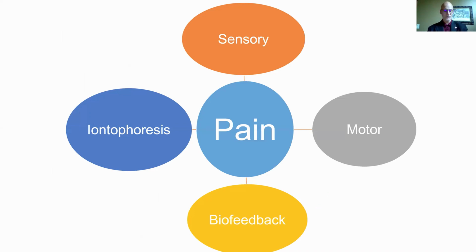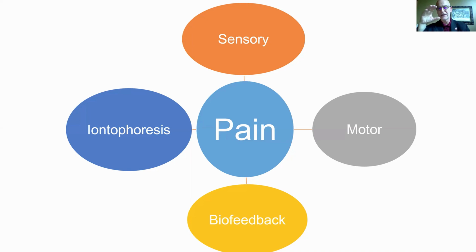So a couple things. When we think about pain, one of the things I want us to think about is we can apply it at a sensory level, a motor level. We can also use biofeedback. Now, I'm not going to spend time tonight talking much about biofeedback.